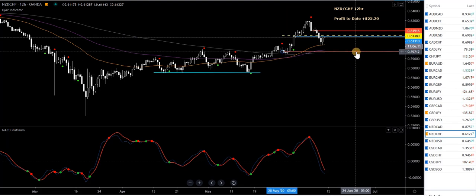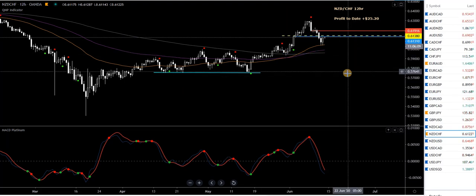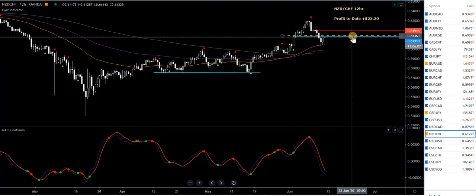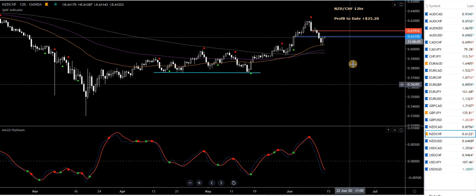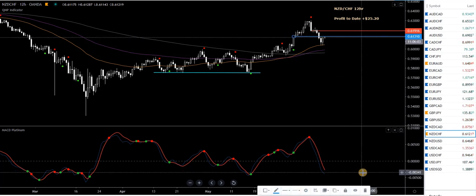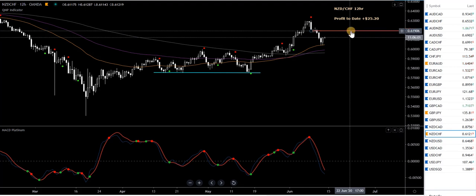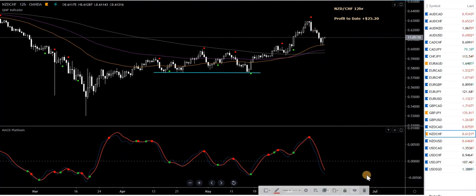This is a pair that was causing me grief from day one. So now I'm actually at the stage of no trades on at all. Now the MACD platinum's below the zero level. I'm looking for buys unless something drastic happens. So that can be untagged.